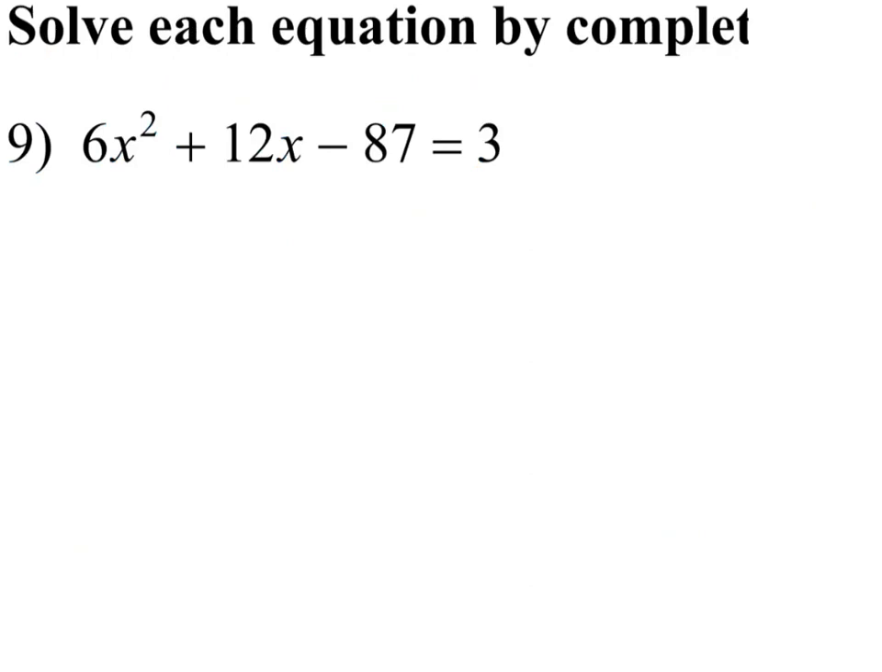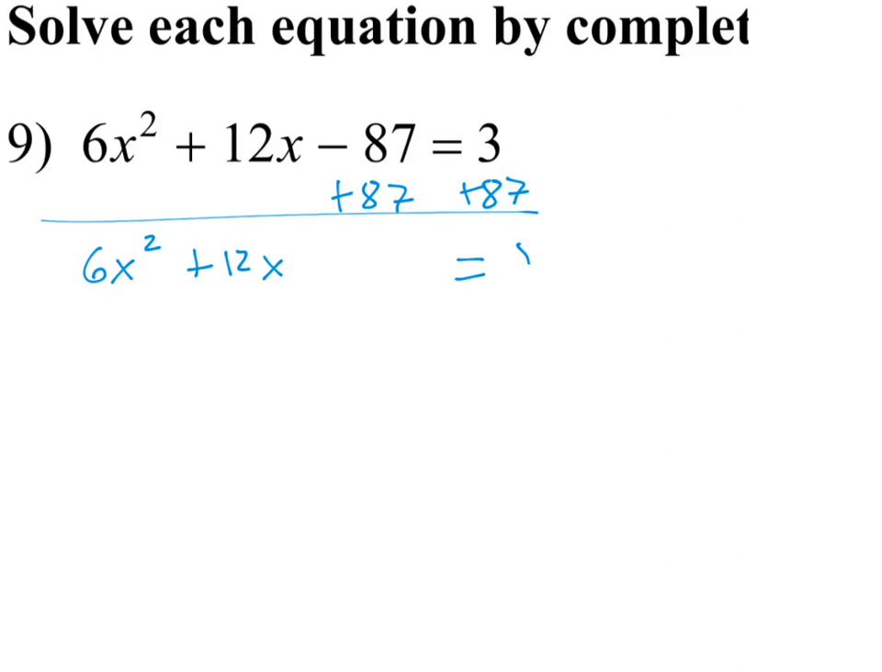Let's move on to another method, which is completing the square. To complete the square, you want the left side to have just the x terms, and then the right side to have the constant term. So we're going to add 87. And now we got 6x squared plus 12x. And I'm going to leave a space on purpose. It's going to equal 90.